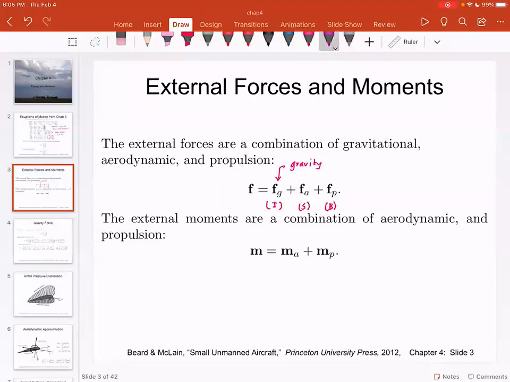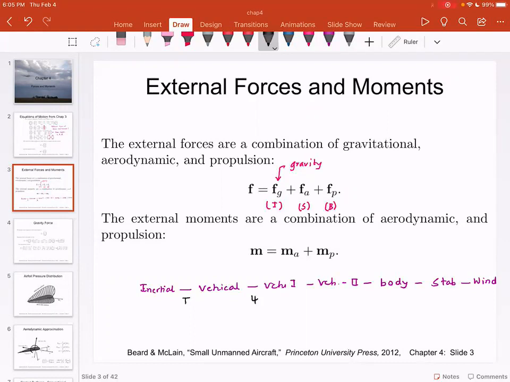In case you are wondering how the frame transformation goes, it's always a good idea to remind ourselves: we have an inertial frame, then a vehicle frame, then a vehicle one frame, then a vehicle two frame, then the body frame, then the stability frame, and then the wind frame. From inertial to vehicle frame, there are no rotations, just pure translation. Vehicle to vehicle one, you get the yaw rotation. Vehicle one to vehicle two, the pitch rotation. Vehicle two to body, the roll rotation. Body to stability, the angle of attack. Stability to wind, the sideslip.